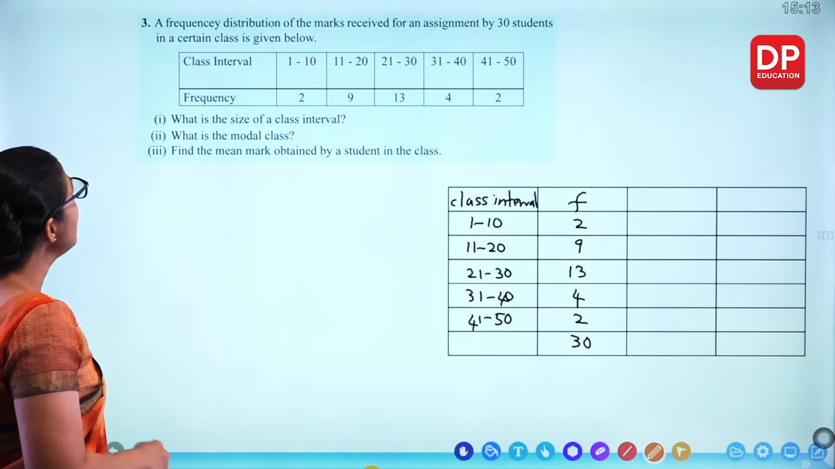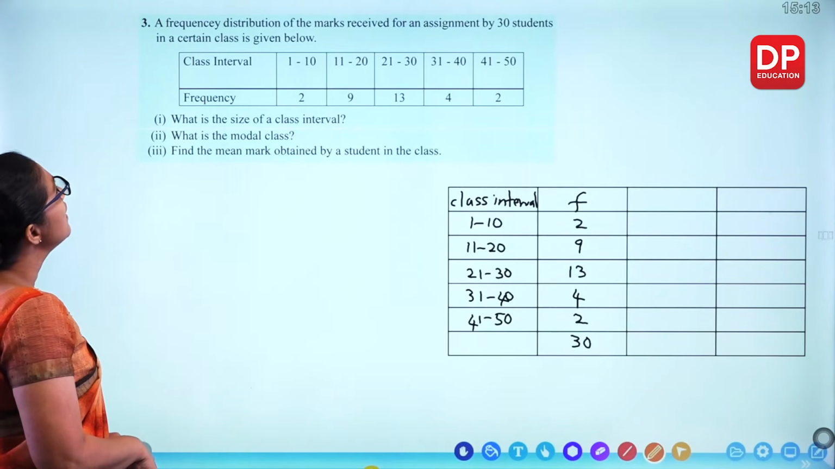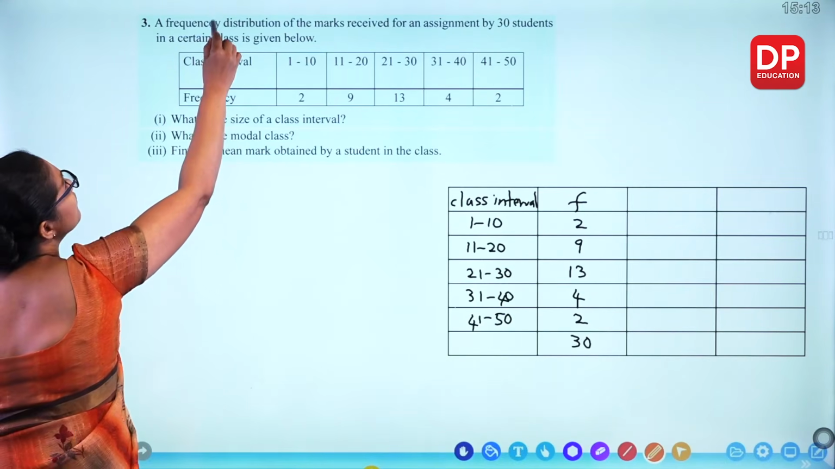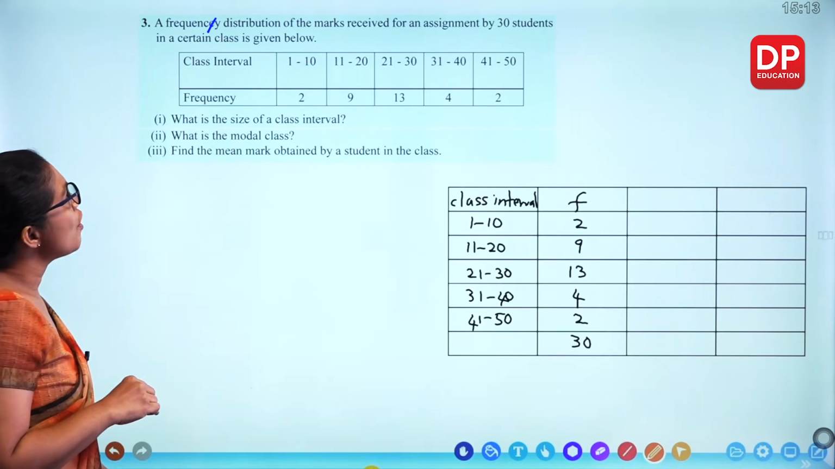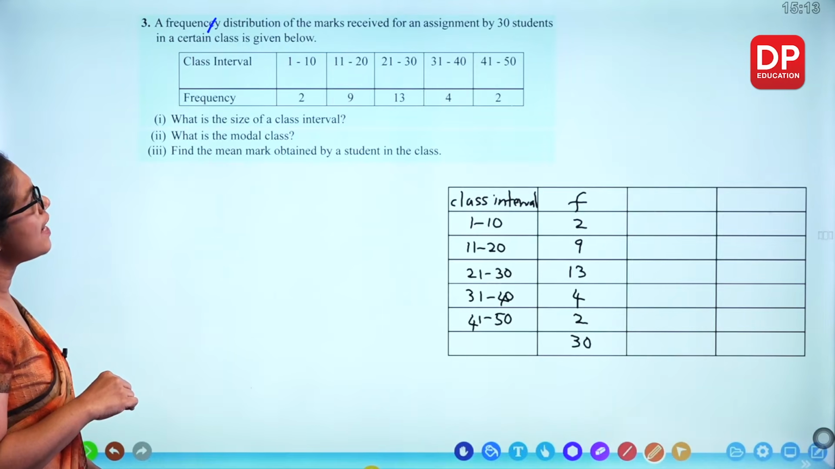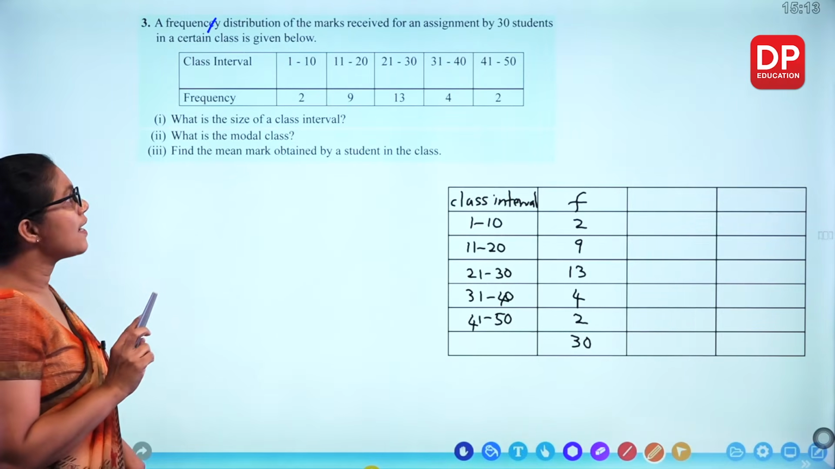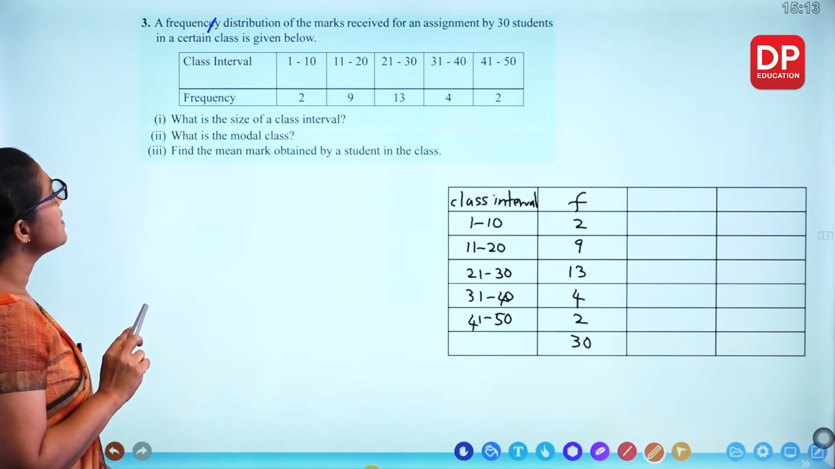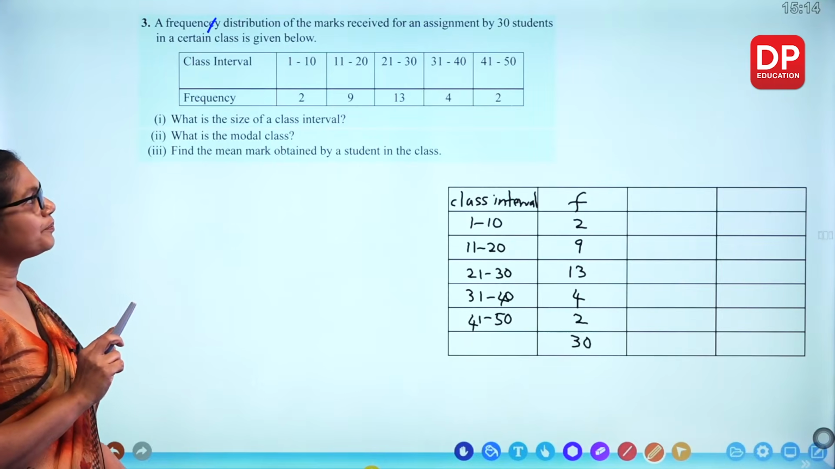Question number 3. A frequency distribution of the marks received for an assignment by 30 students in a certain class is given below. Class limits are given. What is the size of class interval?